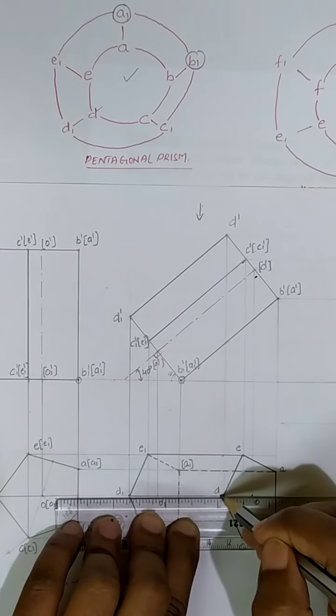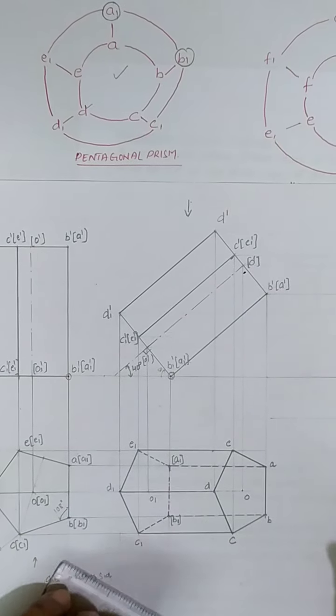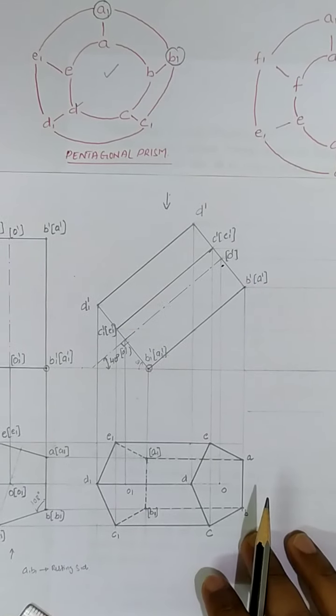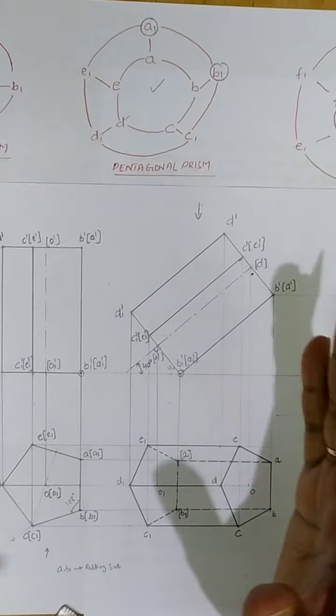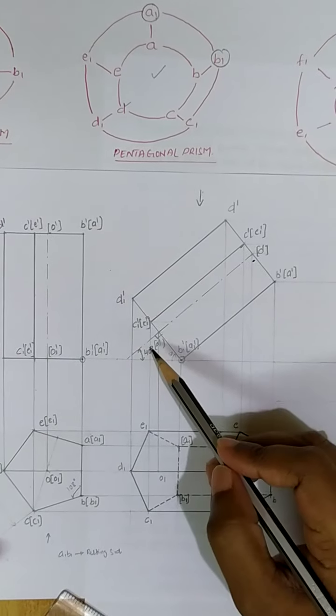It is not visible even if you draw here, so from here it is visible as a chain line. So this is how we need to construct the top view. Now the second position is over. We have drawn the front view as well as the top view. Inclination to HP is done.